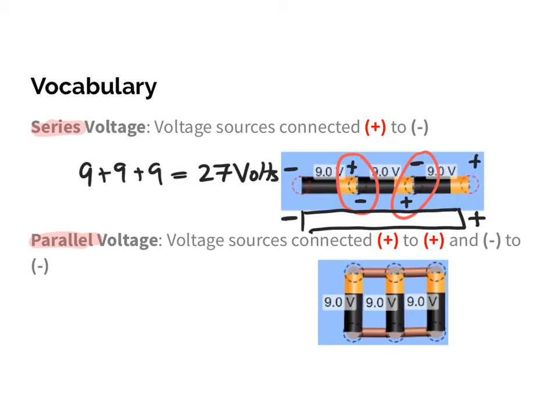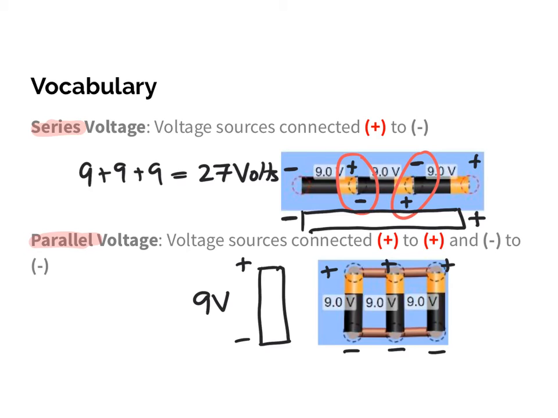versus a parallel connection. Parallel, you're connecting the positive to the positive to the positive and the negative to the negative to the negative. Okay, so if I look at this as an overall battery, I still have a single battery with a positive and negative terminal, which means the voltage doesn't change. It's going to stay at 9 volts.